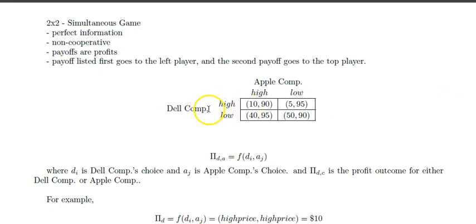If you're Dell computers and you think that Apple computers is going to choose a high price, you pick a high price and get 10, or pick a low price and take 40. 40 is better than 10, so the best response for Dell when Apple chooses high is to choose low. If Apple chooses low, once again we see that Dell's strategy is to pick low. Dell's best response is to pick low. This means that Dell has a dominant strategy to pick low. Regardless of what Apple Computers wants to do, Dell will select low.